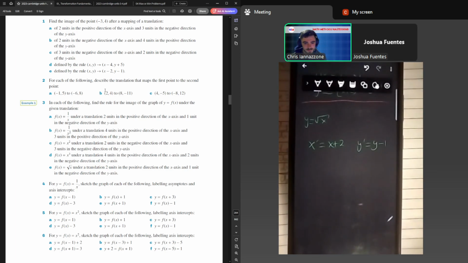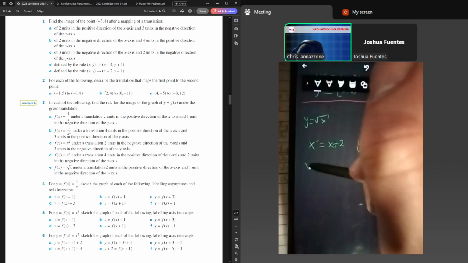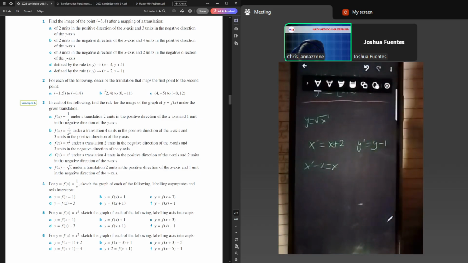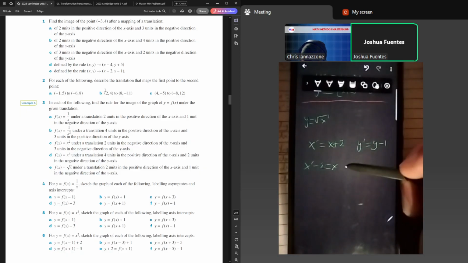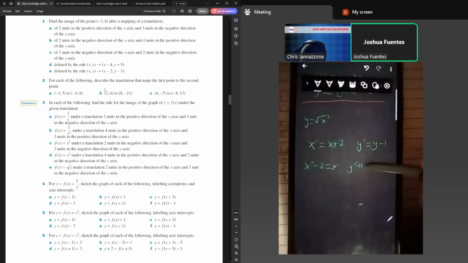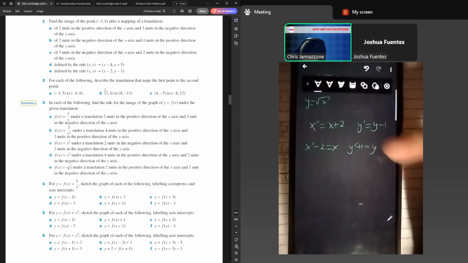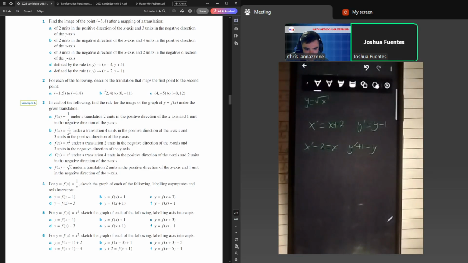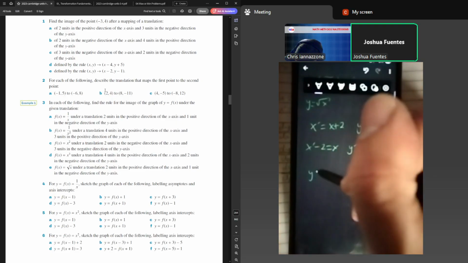What do we do with it from here? And then to rearrange it, it will be x dash minus 2 equals x. X dash minus 2 equals x is correct. And then for y would be y dash plus 1 equals y. That's it. And then it'll be y dash plus 1 equals x dash minus 2.